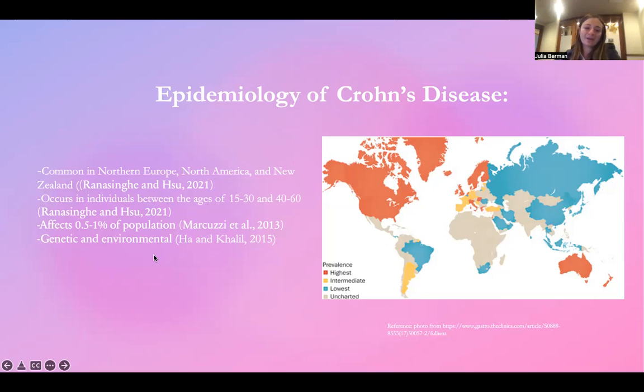And it only affects 0.5 to 1% of the population. However, this is more common than other diseases. We've discussed Duchenne Muscular Dystrophy, or DMD, extensively in this course, and that affects roughly 1 in 5,000 births. You can see that that's a much less common disorder than Crohn's disease.